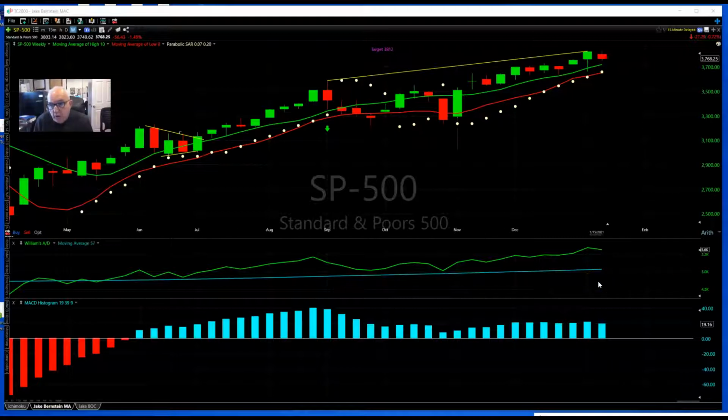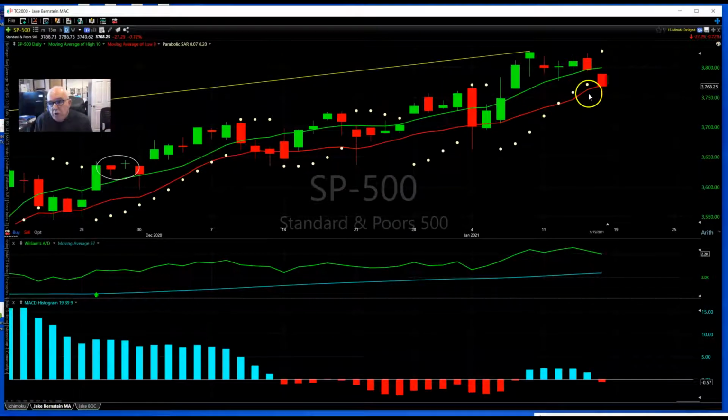So we still don't have a sell signal on the weekly chart from Jake. Let's take a look at the daily chart. On the daily chart, here's what we have. We have prices now at the low of this channel, this moving average channel as it's called by Jake, and this equals a conservative buy signal.